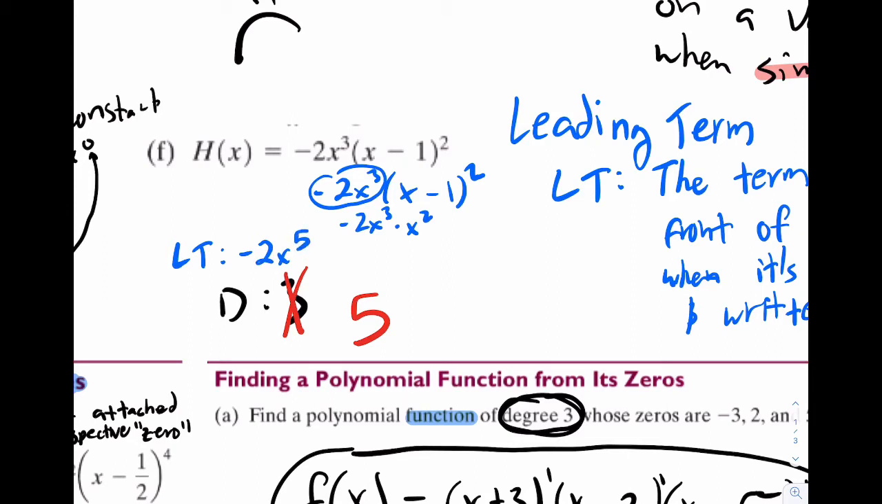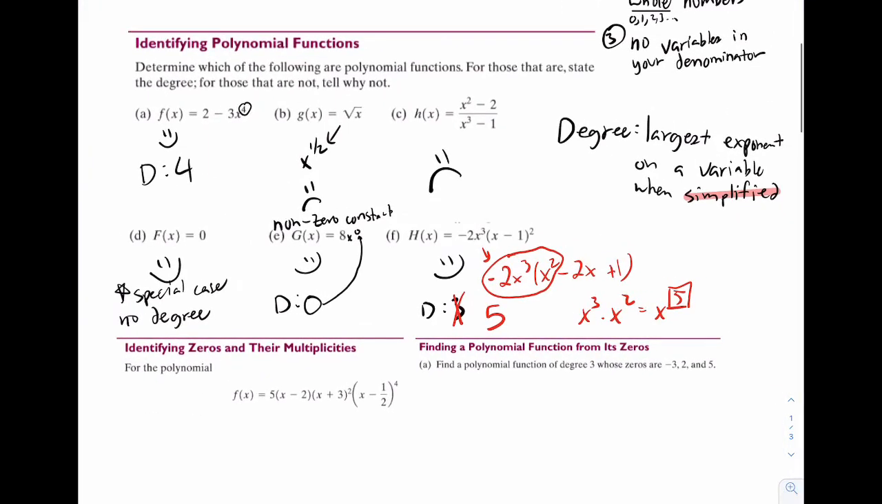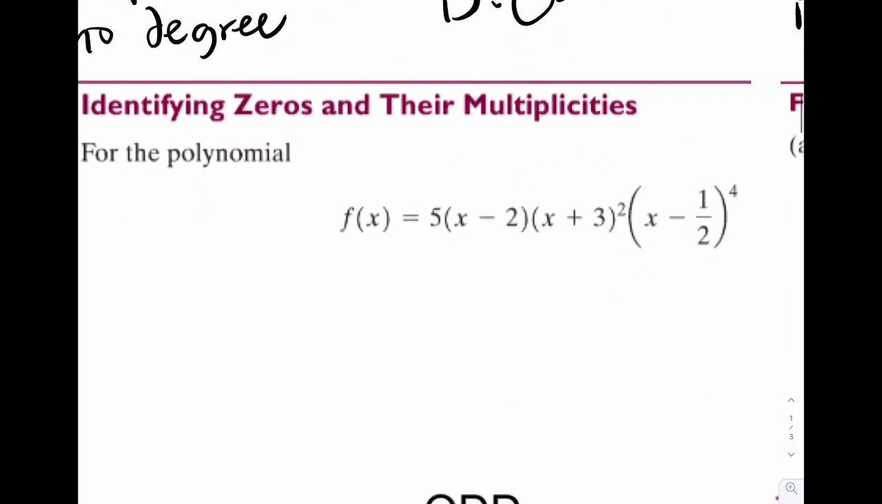That's your leading term. Now, if that didn't make sense, if you're never sure, you can actually just multiply it out, x squared minus 2x plus 1, and then distribute. Negative 2x to the fifth plus 4x to the fourth minus 2x to the third. And you can see your leading term is right there. And that's it. Next thing.